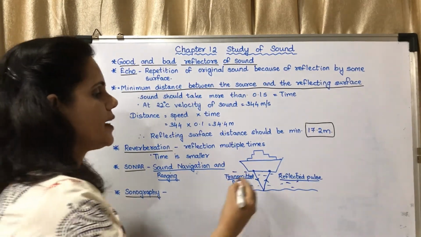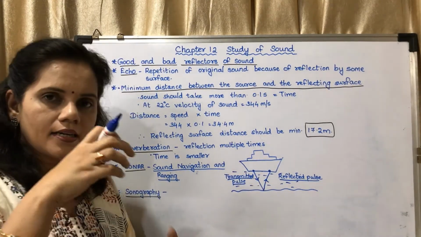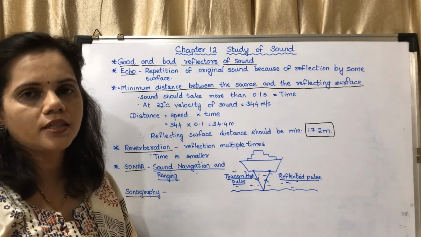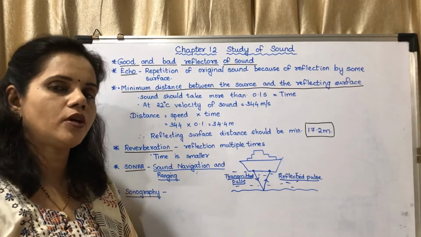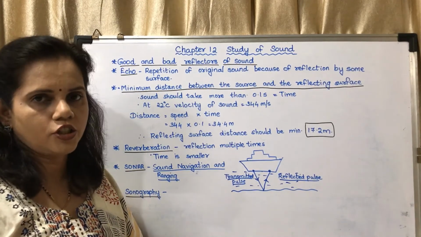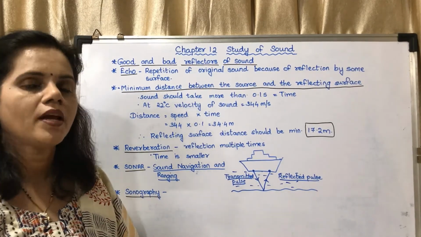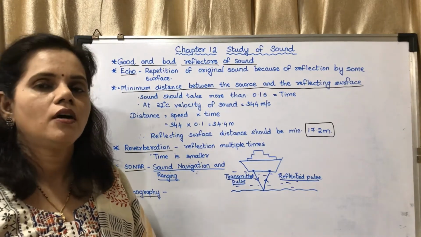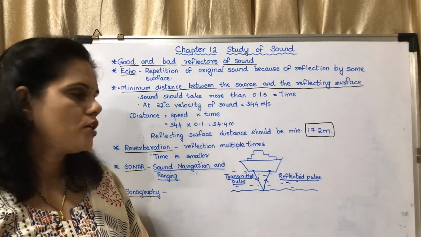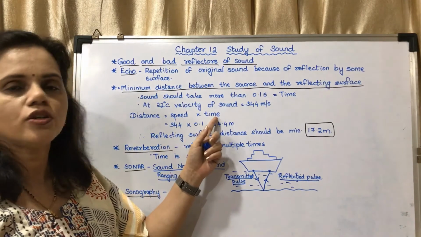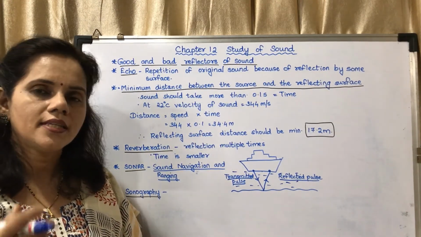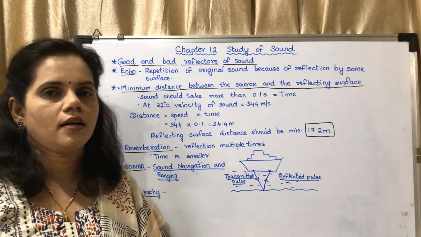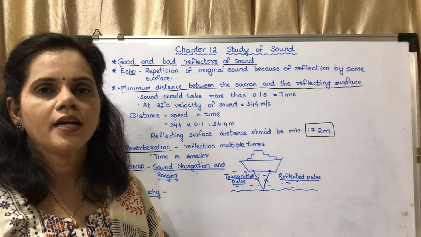That means as soon as the pulse is transmitted, they start the stopwatch. As soon as they get the reflected pulse, they stop the stopwatch. So we will get the time taken, and we know the velocity of sound in water. So we know the velocity, we know the time, you can calculate the distance. Okay, so this is how the sonar works in a ship.